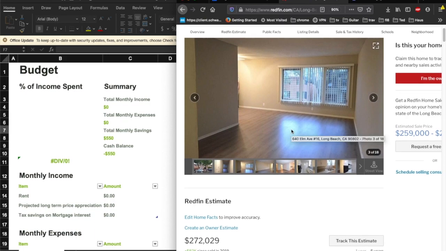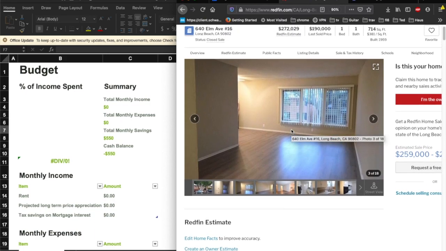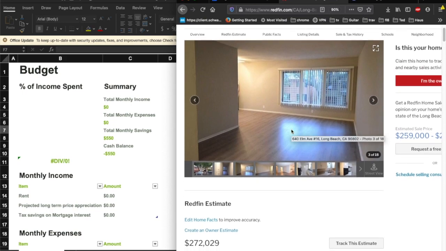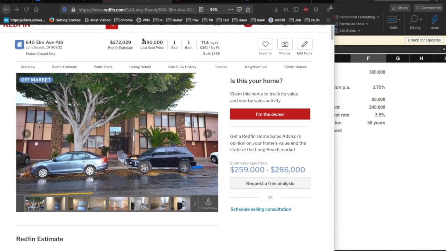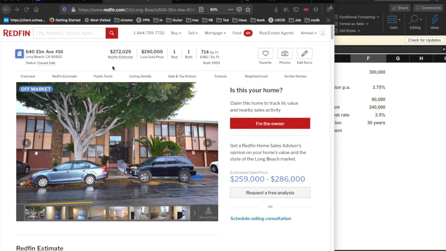I'm doing this based on a property located at 640 Elm, unit number 16, in downtown Long Beach in California. Let's take a look here. The Redfin estimate says $272,029.